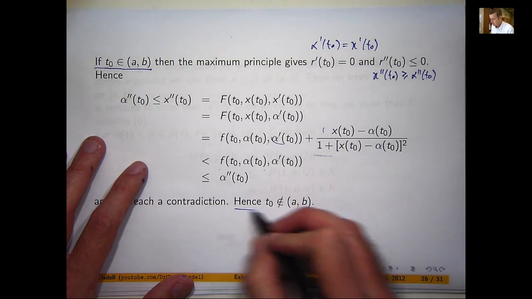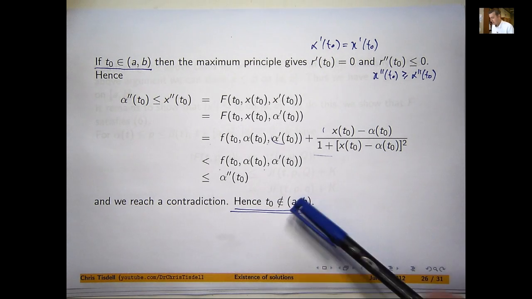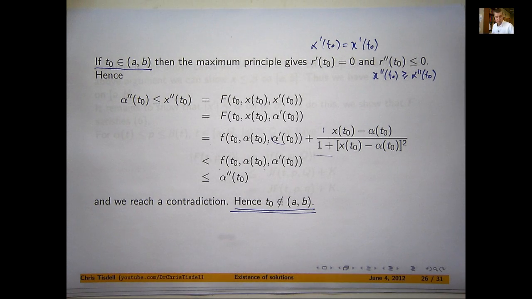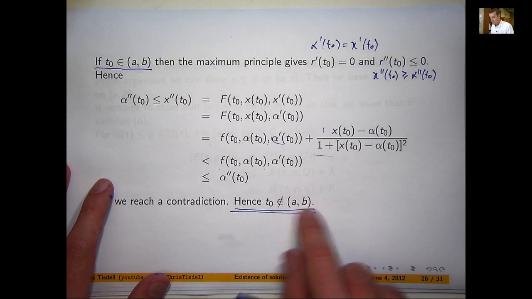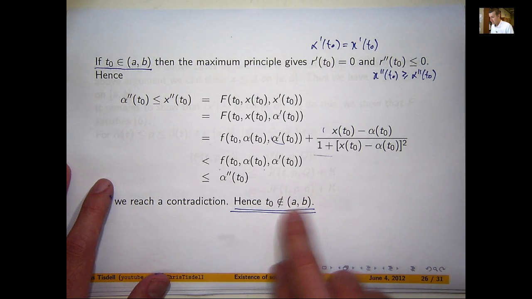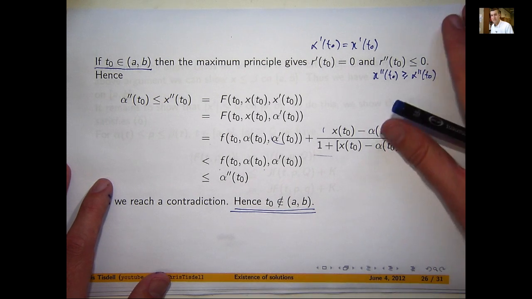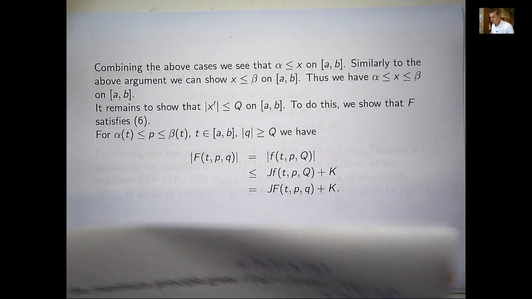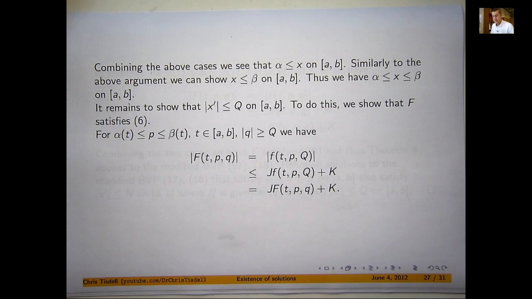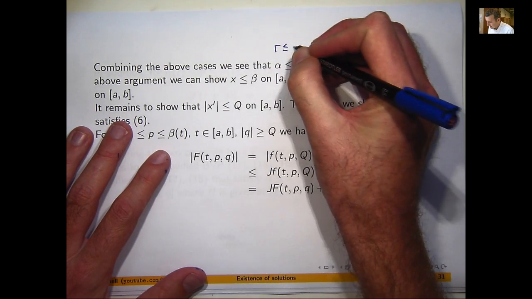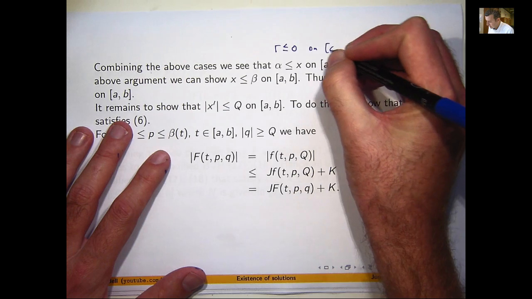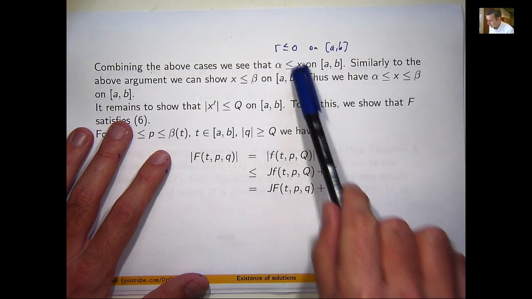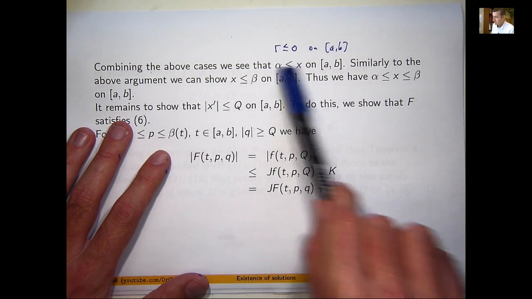So what this means is that t sub 0 can't be in the interior. So if we combine our cases, we know r cannot have a positive maximum at either endpoint of our interval, and it can't achieve its maximum value in the interior of the interval. So what that means is that basically r can't be positive at all. r has got to be less than or equal to 0 on this interval, and that's just the same as saying x has got to be greater than or equal to alpha on this interval.